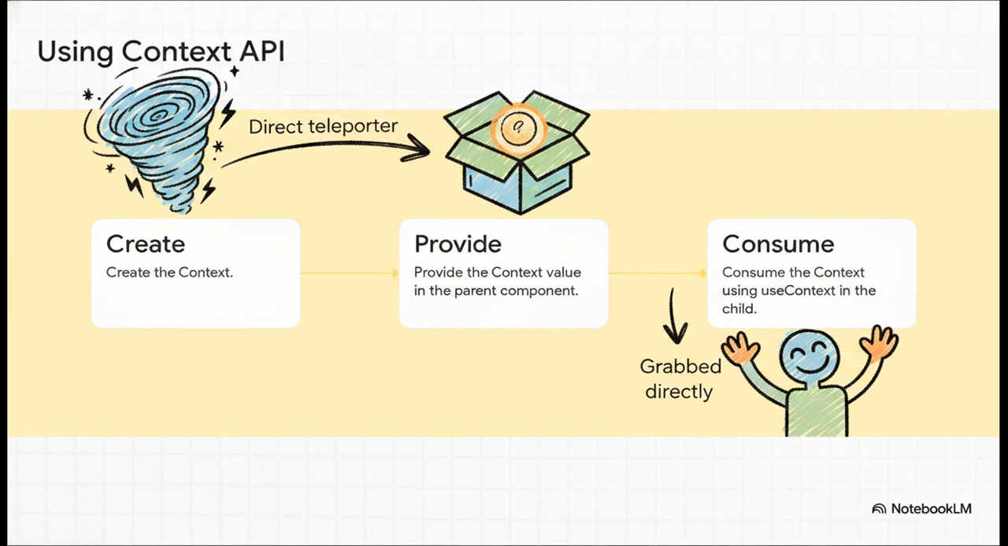And the steps are super easy. Step 1, create the context. Step 2, wrap your parent components in a provider to supply the data. And step 3, way down at the deeply nested child, you just pop in the useContext hook to grab the data directly. You entirely bypass all those intermediate messenger components.